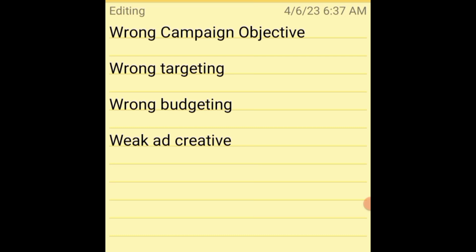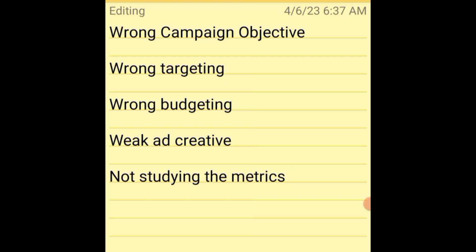Okay, and now the last mistake I see people make, but not the least, is not studying their metrics. This is very important, because if you don't study the metrics of your advert, you won't know what is working so that you can double down on it and scale. You won't know the mistakes you're making. You won't know the ads that are not performing.